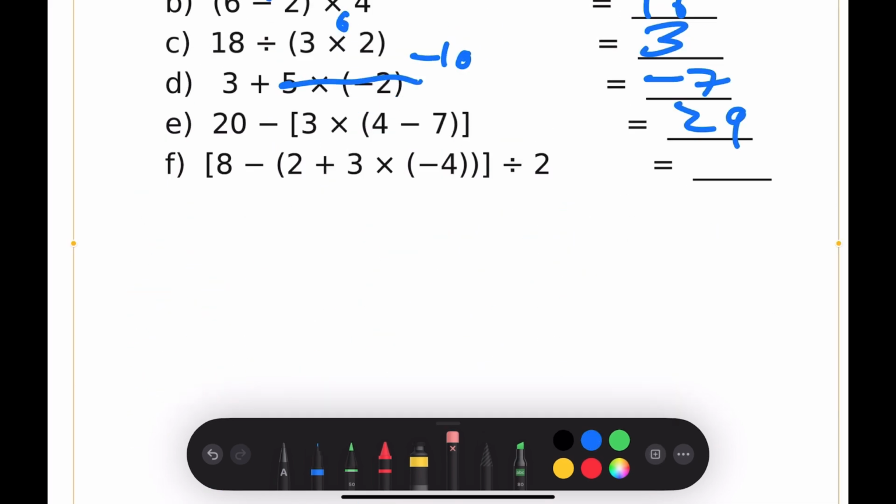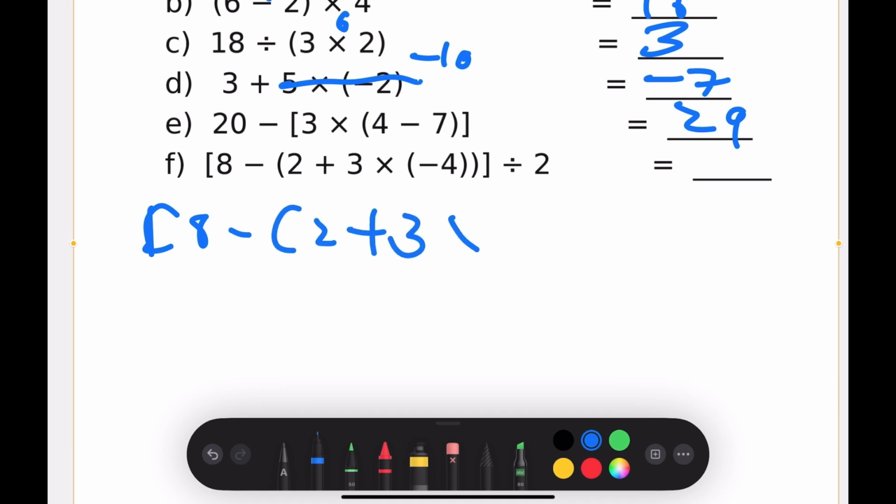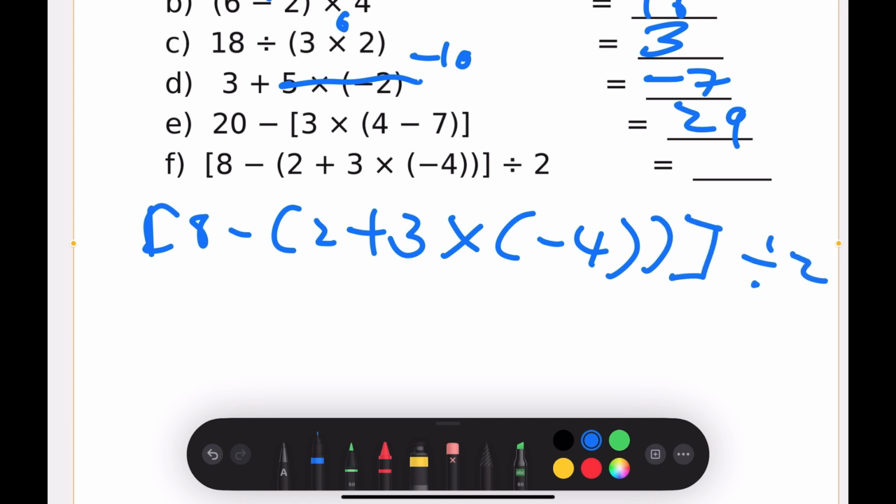Okay, so part F, this one's slightly trickier, but as long as you do it step by step, then you shouldn't go wrong. So we have in brackets, we have 8 minus, then we have another brackets, 2 plus 3 multiplied by brackets minus 4, close brackets, another close brackets, divided by 2. So first of all, we're not going to worry about the divided by 2, as that is outside all of the brackets, so that's the last thing we'll do.